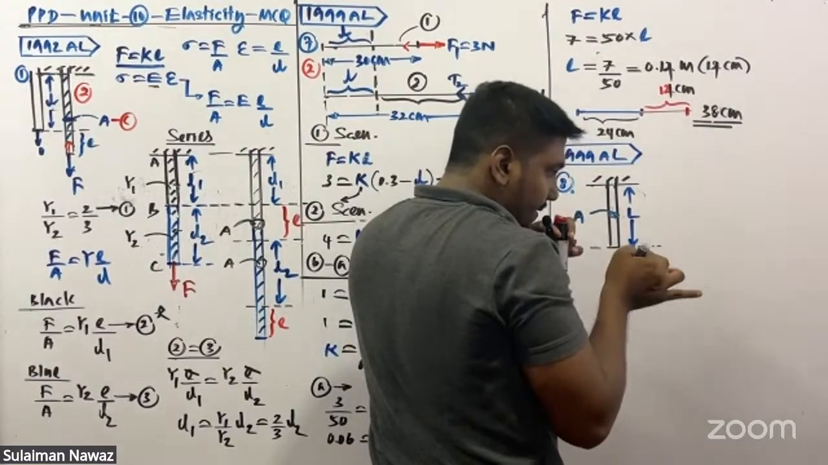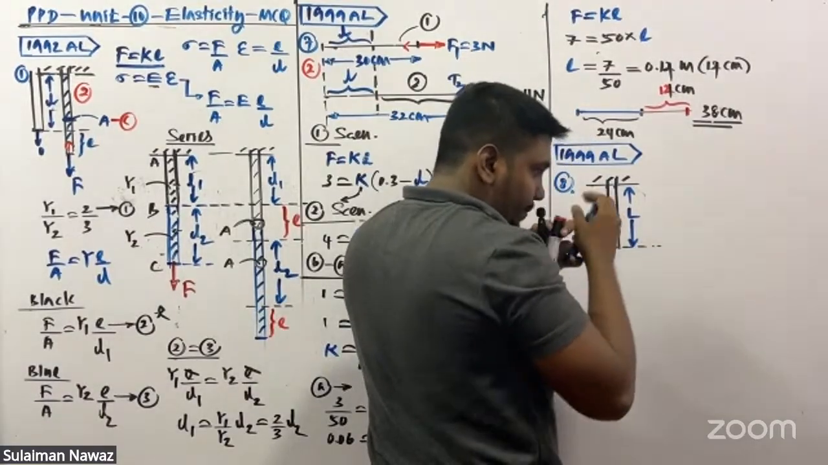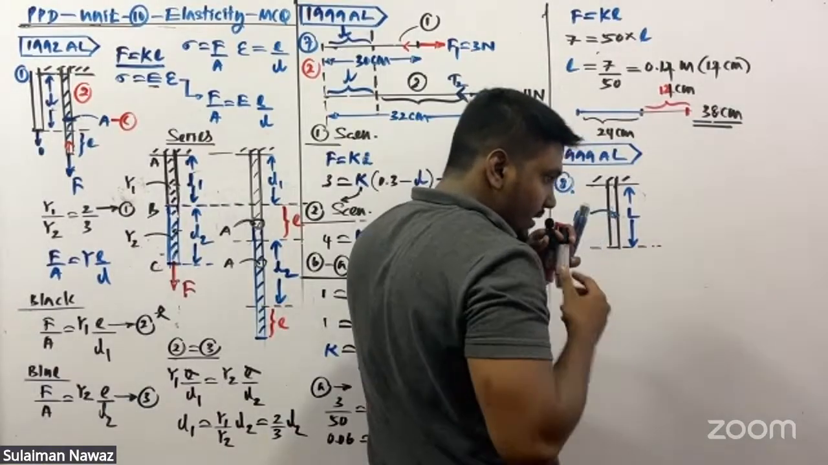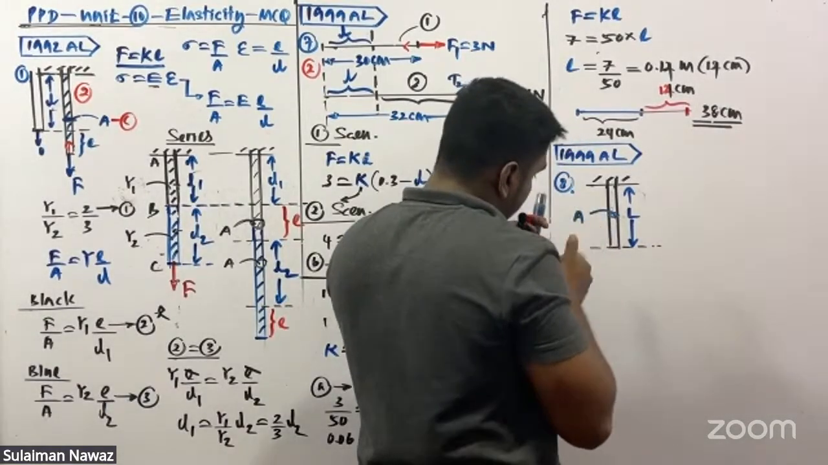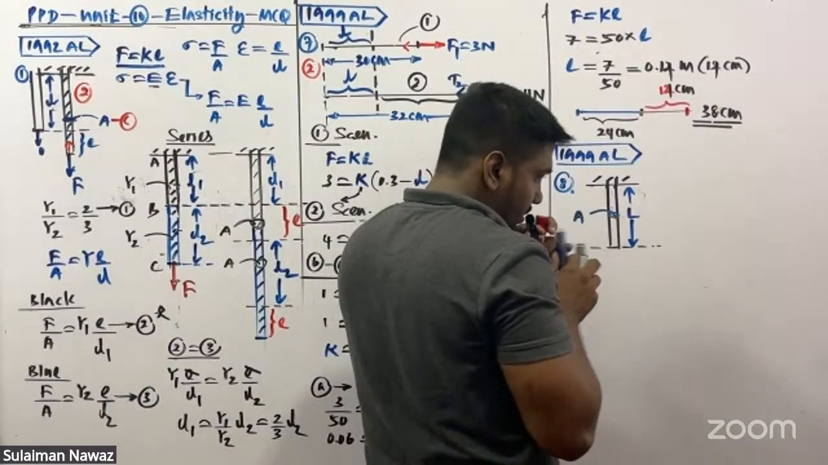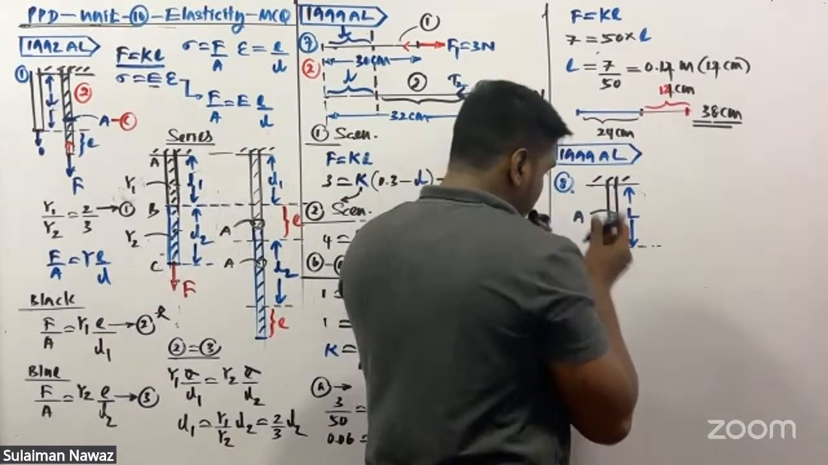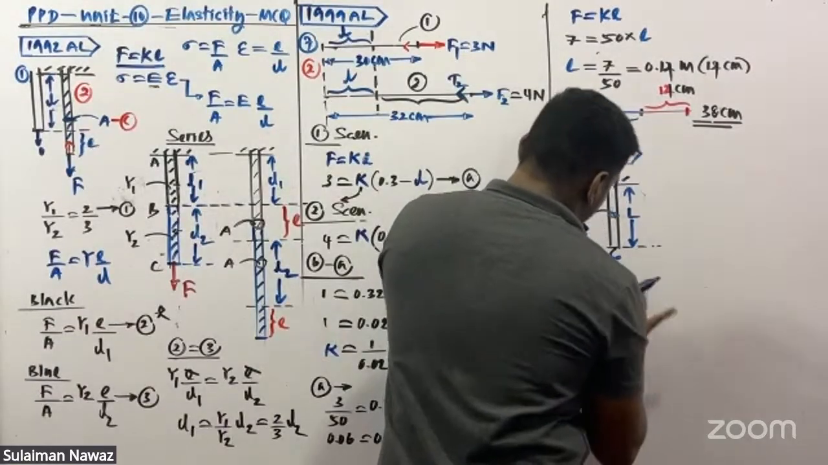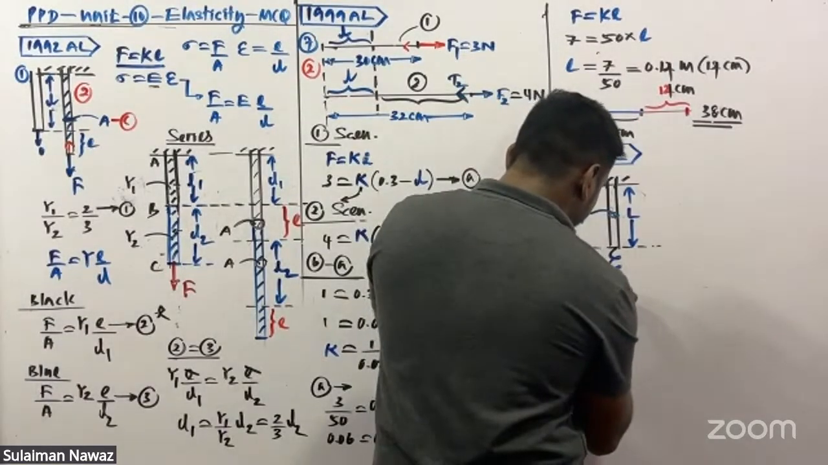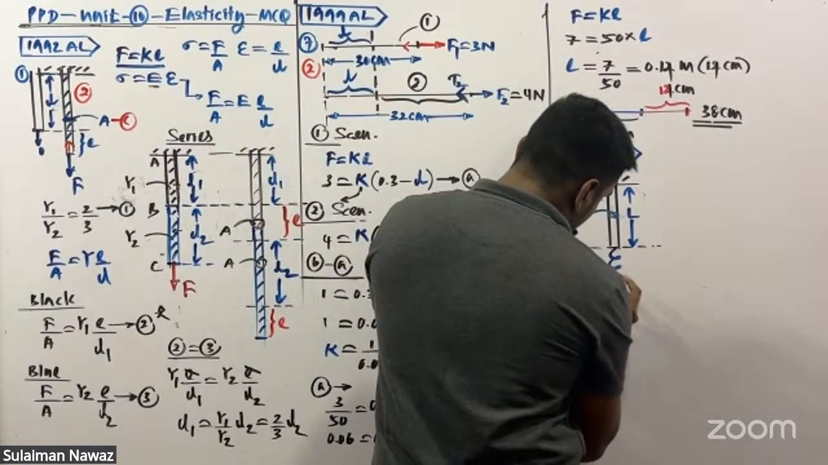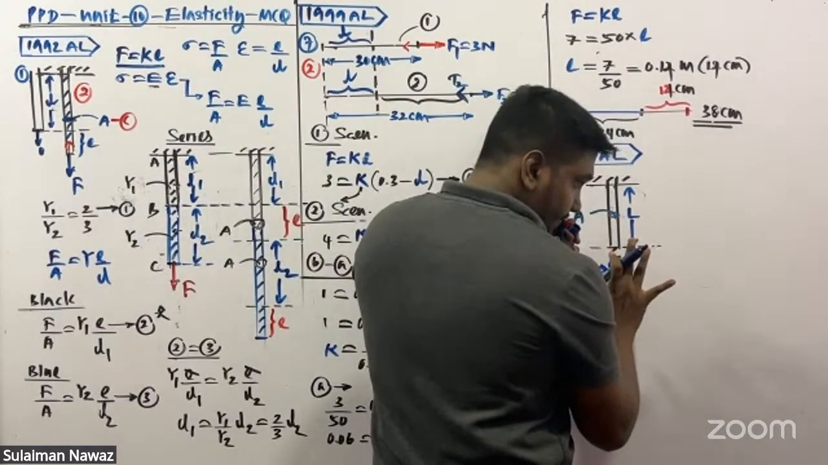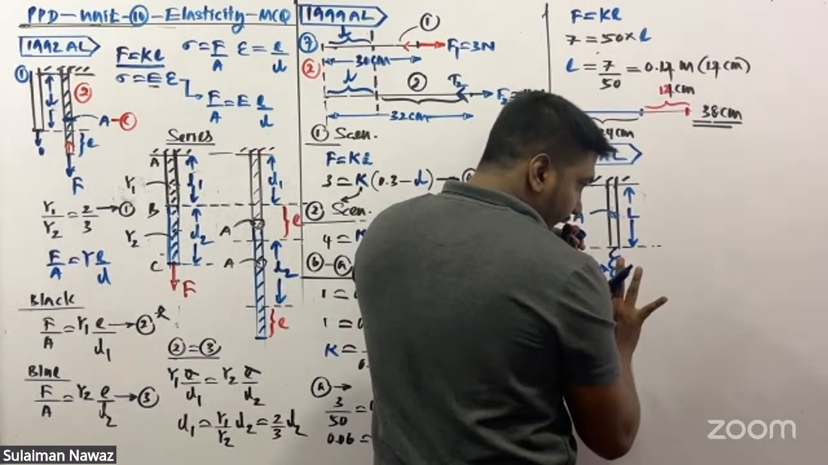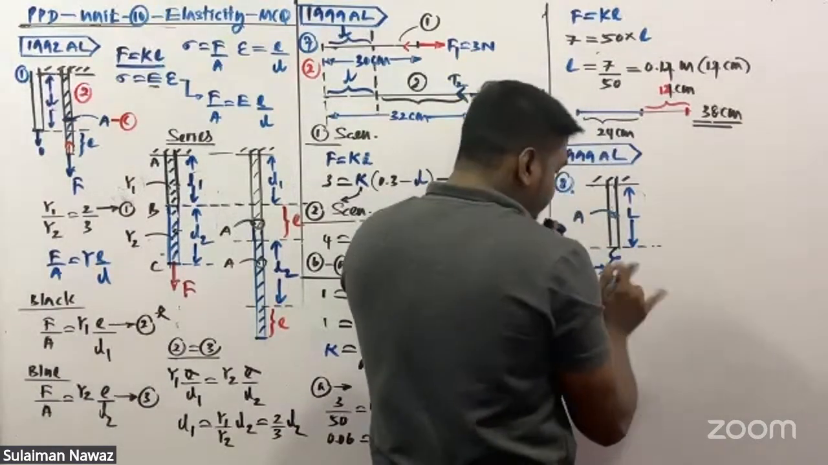The other end is connected to a spring of spring constant K. Right? Okay. A spring. This one is having a spring constant K. Alright. A body of mass m hangs from the free end of the spring.